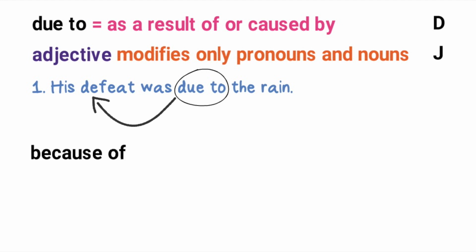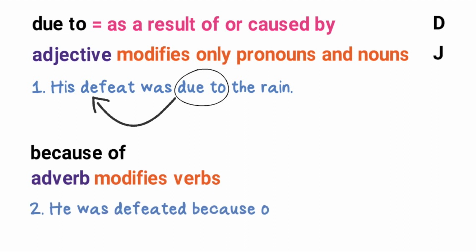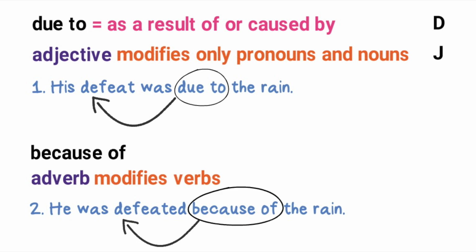Whereas because of means the same as due to, but it's an adverb and modifies verbs. For example, he was defeated because of the rain. Now the pronoun he has become the sentence subject. The verb is now was defeated, so we are modifying the verb was defeated. So we need the adverbial prepositional phrase because of.